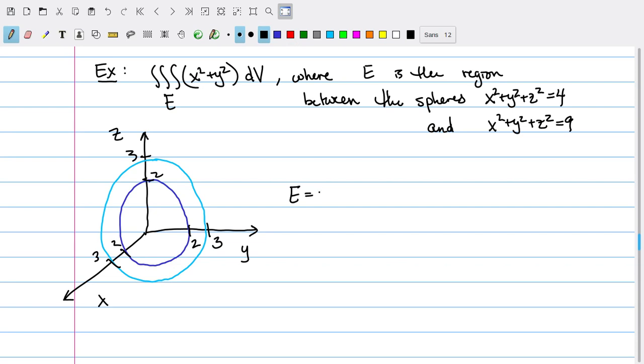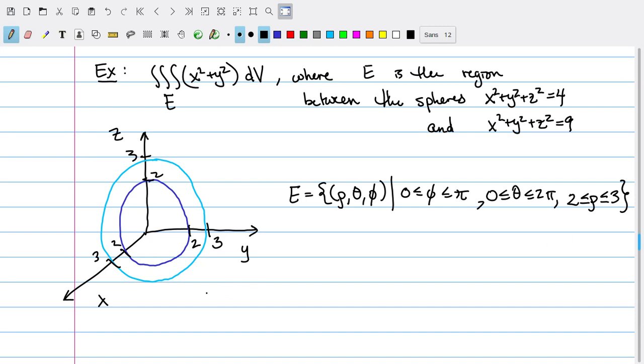So I can express my set E here as the set of all rho, theta, and phi values, where phi is constrained to be between 0 and pi. Theta goes between 0 and 2 pi. And rho, well, let's think about that. Rho needs to be somewhere outside the sphere of radius 2 and somewhere inside the sphere of radius 3. So it needs to describe a point whose distance from the origin is between 2 and 3. That means that rho is going to have to go itself between 2 and 3. That's perfect. I've got a description of the set E I'm trying to integrate over, and now I just need to set up the integral.